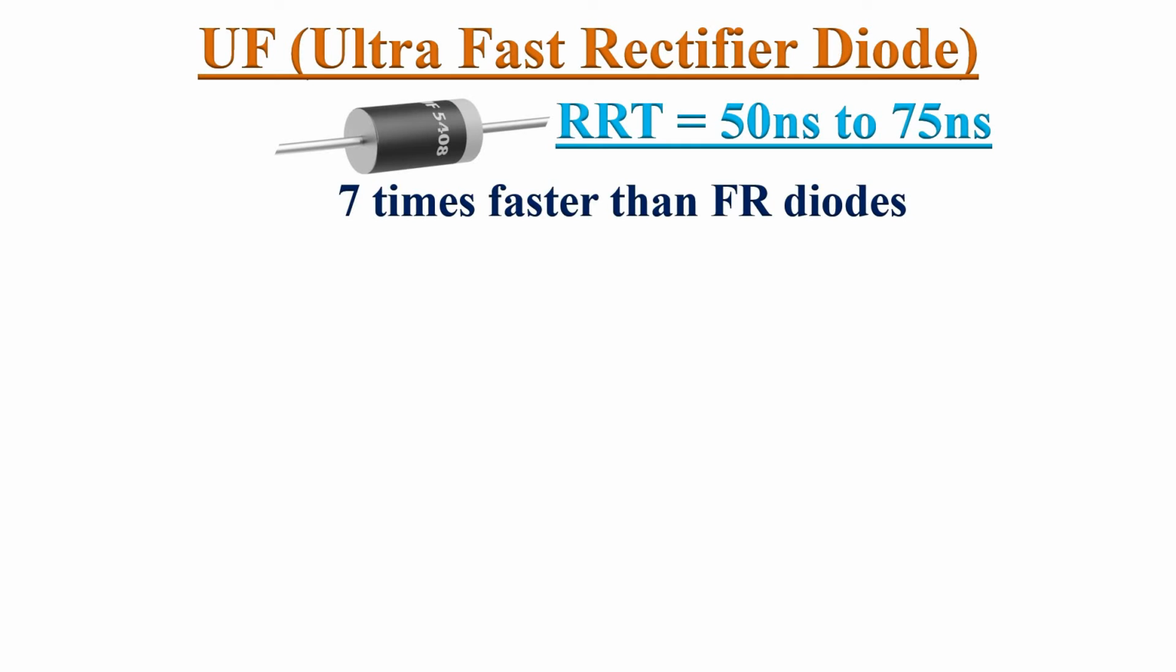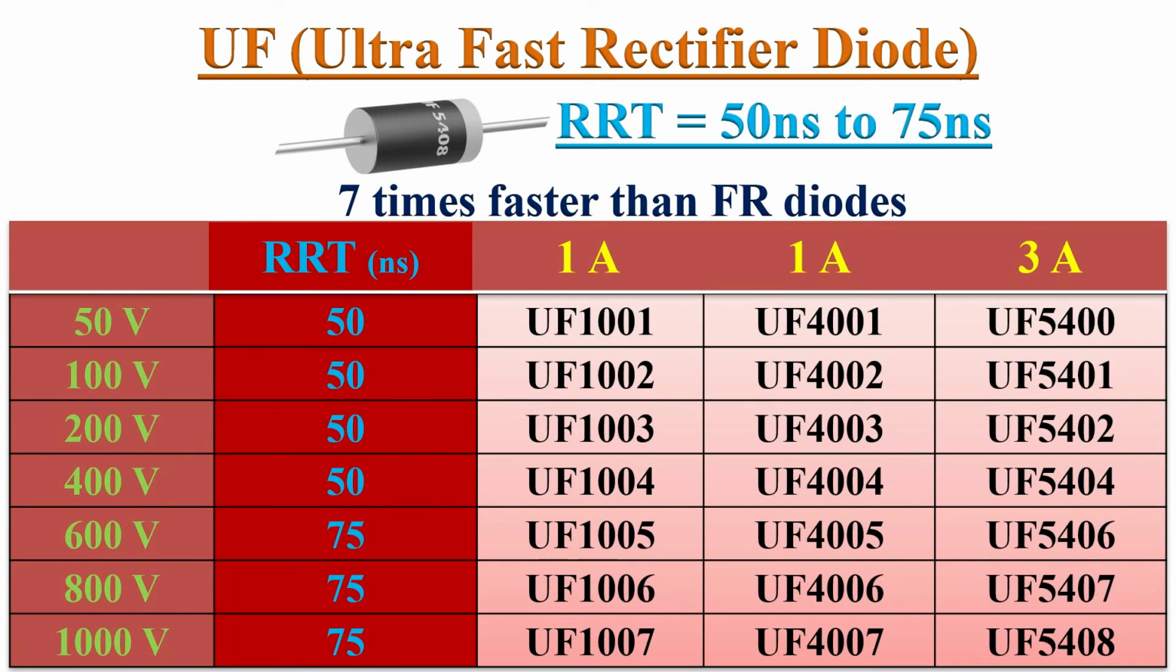Next one, ultra fast rectifier diode. UF diodes' reverse recovery time is between 50 nanoseconds and 75 nanoseconds. UF diodes are 7 times faster than FR diodes. UF series diodes' current, voltage and their corresponding reverse recovery time are listed in this table.